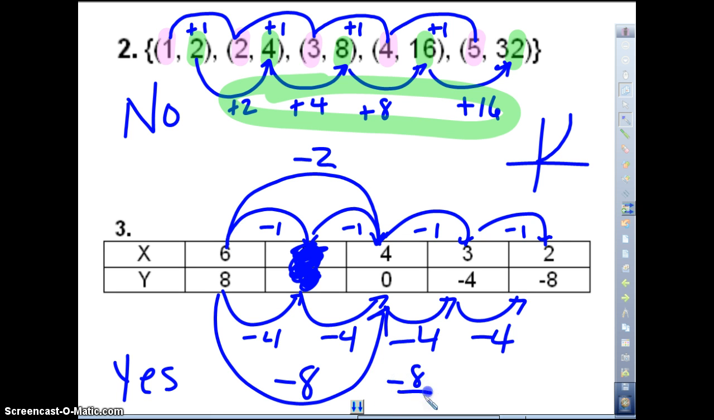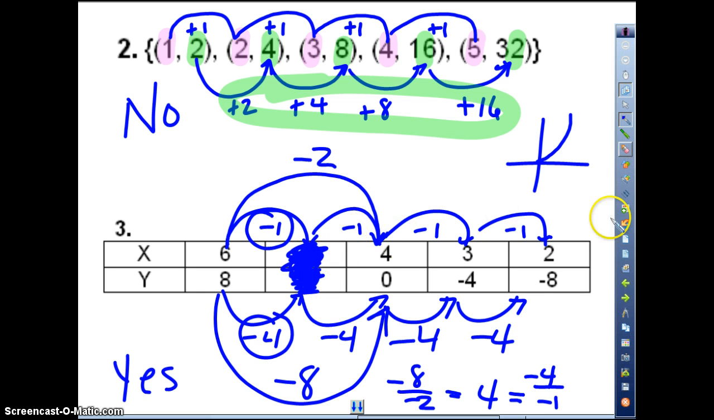Negative 8 divided by negative 2 is positive 4. If you take negative 4 and divide by negative 1, you still get positive 4, which is your constant rate of change, also known as slope. So they could take out a point. You just have to be mindful of that.